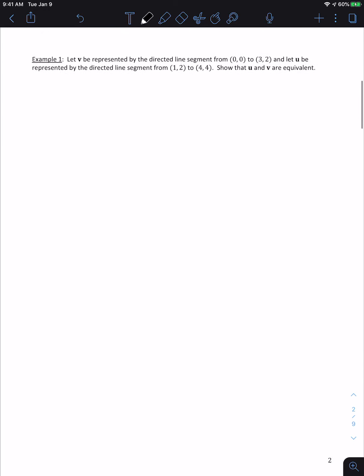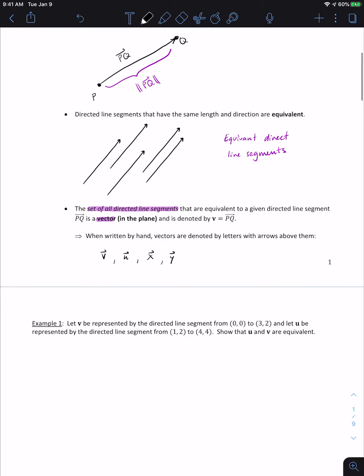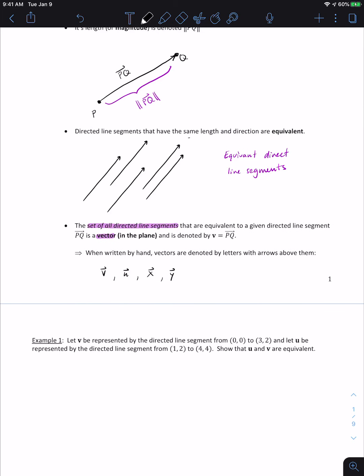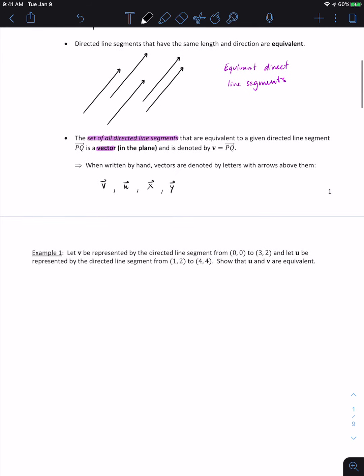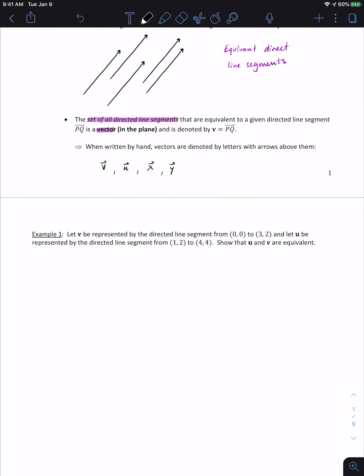Okay, so let's look at an example here. Let v be represented by the directed line segment from (0, 0) to (3, 2), and let u be represented by the directed line segment from (1, 2) to (4, 4). Show that u and v are equivalent. In order for u and v to be equivalent, they need to be the same length and the same direction. But before we hop into that, we should say what these vectors are.